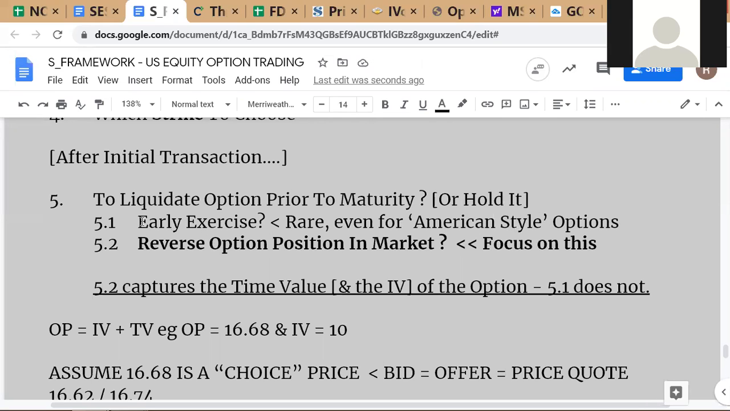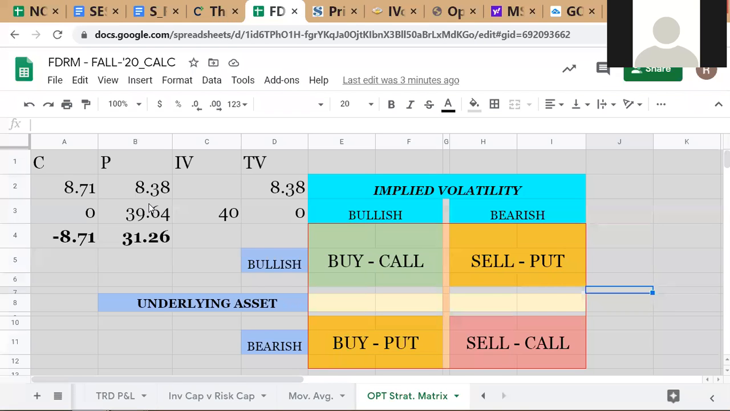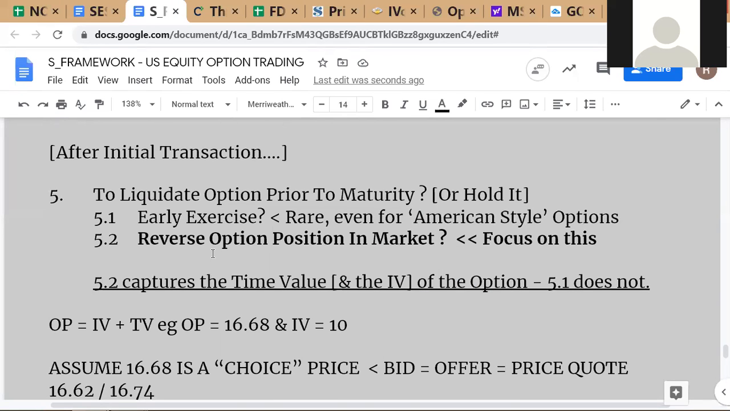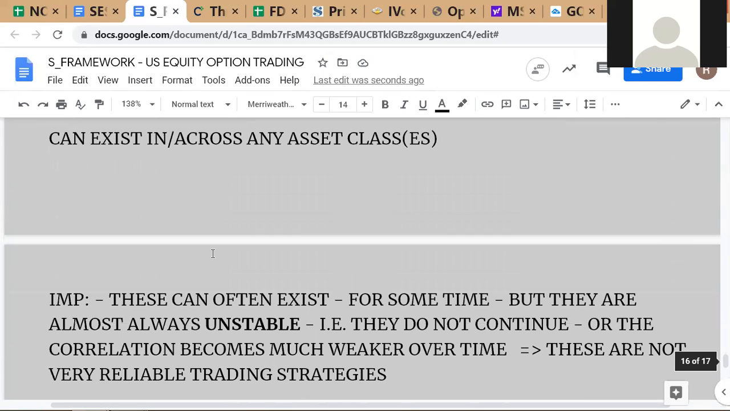So that's why we say that even when you have an American style option, you can exercise early. Don't do it, because you will not be capturing the time value. All right, so it's a good question, so I have kept it inside this discussion. Okay, so let's go on to the next point, the point that I was trying to discuss here.